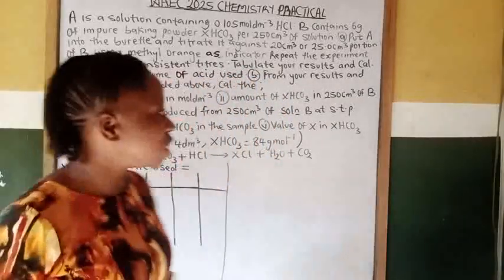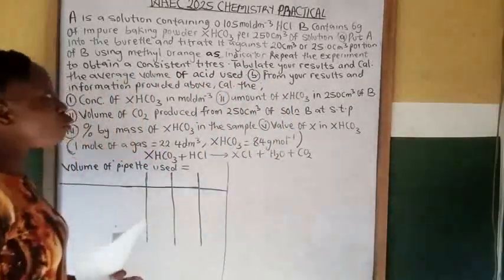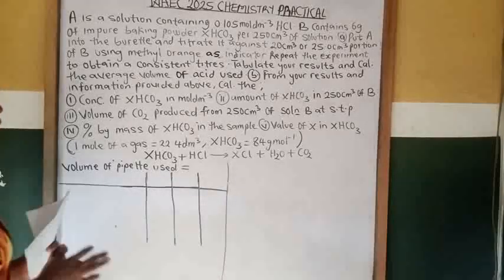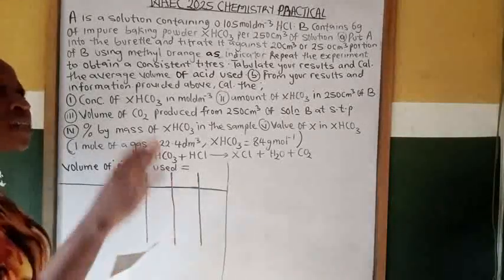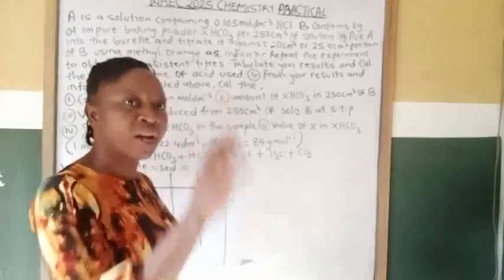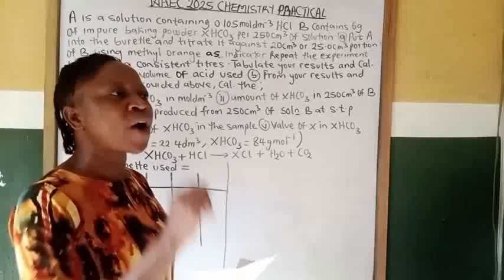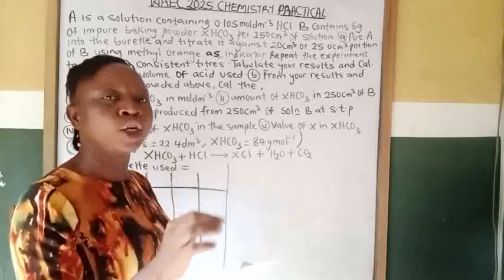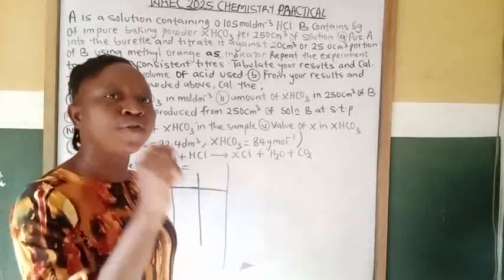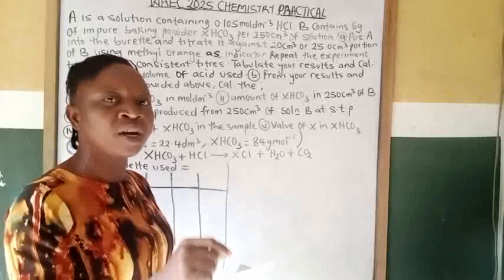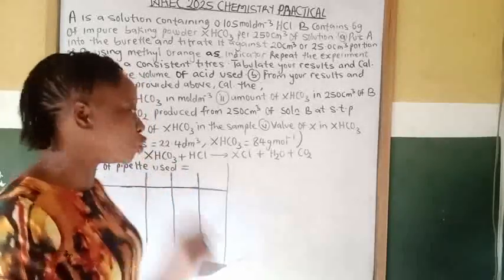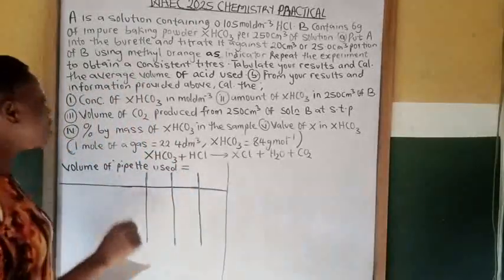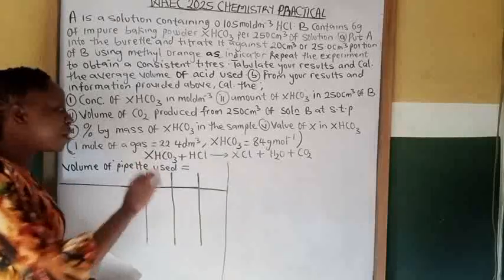So let's start with the first aspect, which is quantitative analysis. When you check the top of your question booklet, the first thing you will see is that they write some instructions. You will see: record the volume of pipette used. So the first thing you are going to do is to record the volume of your pipette used.